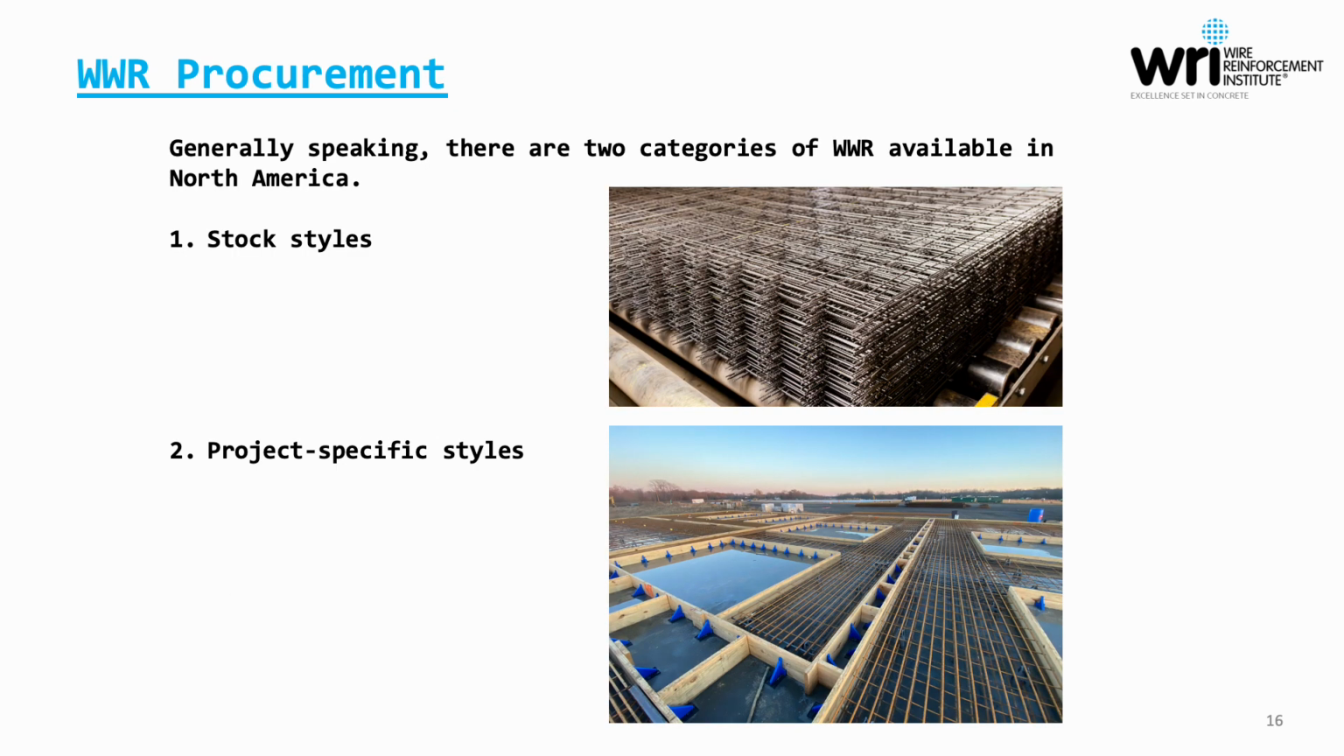Let's move into procurement. Generally speaking, there are two categories of welded wire reinforcement available in North America. First, there are stock styles, and then what we would refer to as project-specific styles.